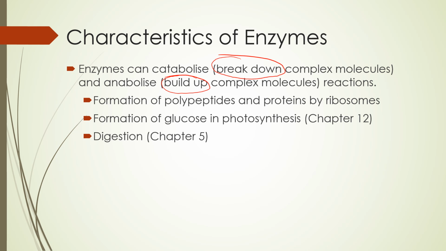All right, so these are some examples of enzymes in this aspect. The formation of polypeptides and proteins by ribosomes. Ribosomes make proteins, so they are able to do this. Formation of glucose in photosynthesis is an example of anabolize because I can take small molecules and make them into bigger ones. And digestion is of course breaking down.